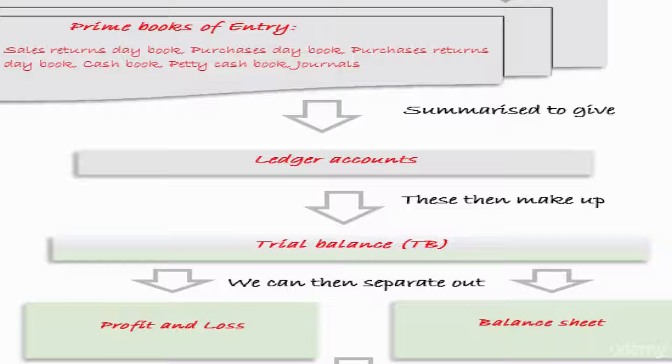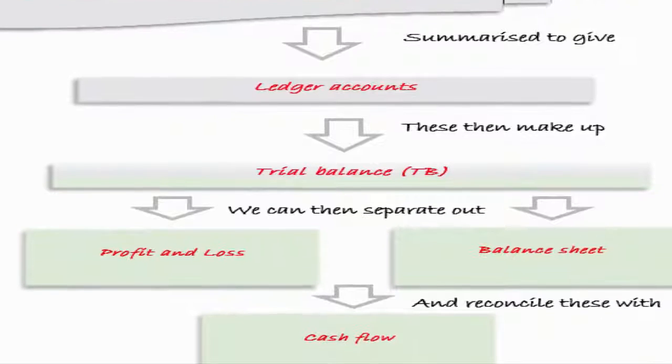And you'll hear bookkeepers and accountants say that they're really busy at month end, and that's because at month end they summarise the prime books of entry into the ledger accounts. The ledger accounts then make up the trial balance, or the TB, and out of the TB we can then separate the balance sheet and the profit and loss account.